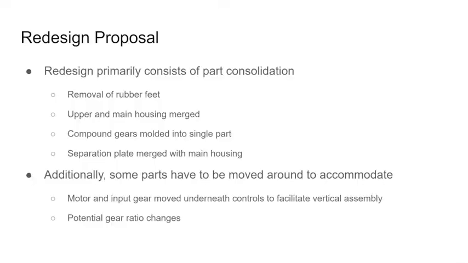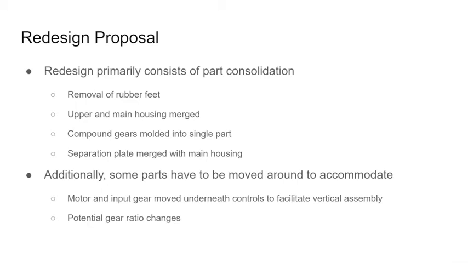So what we want to do when we talk about redesigning it for manufacturing and assembly, we mostly just want to get rid of a lot of parts. There's a lot of really unnecessary parts. There's these 4 rubber feet in the bottom, really don't need to be there, they can go. The main and upper housing, they're separate parts right now, but they really don't have a reason to be. There's no fasteners, they should just be merged into one part.